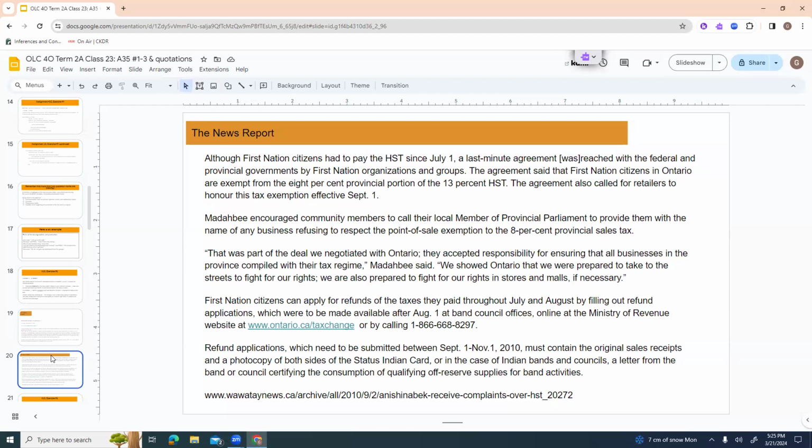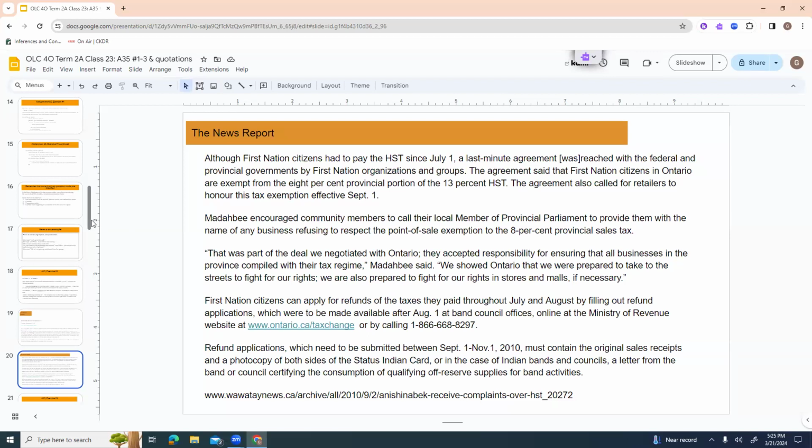Refund applications, which need to be submitted between September 1st to November 1st, 2010, must contain the original sales receipts and a photocopy of both sides of the status Indian card, or in the case of Indian bands and councils, a letter from the band or council certifying the consumption of qualifying off-reserve supplies for band activities.